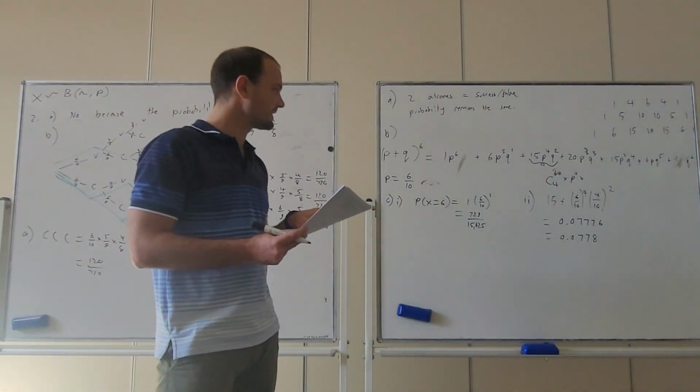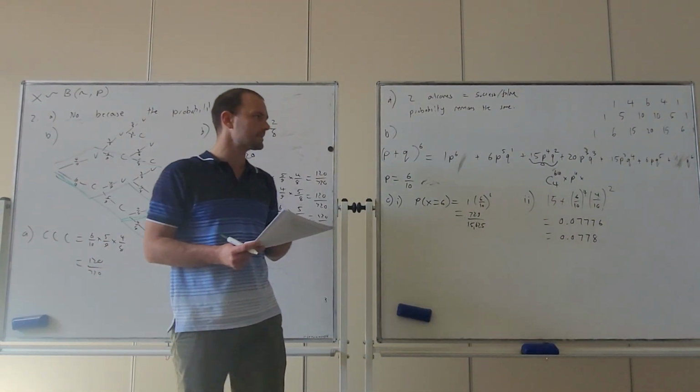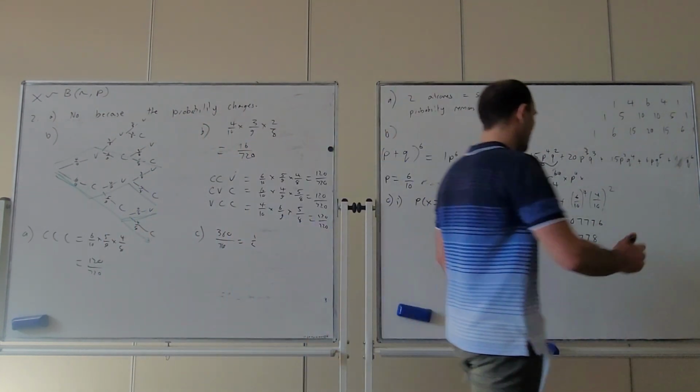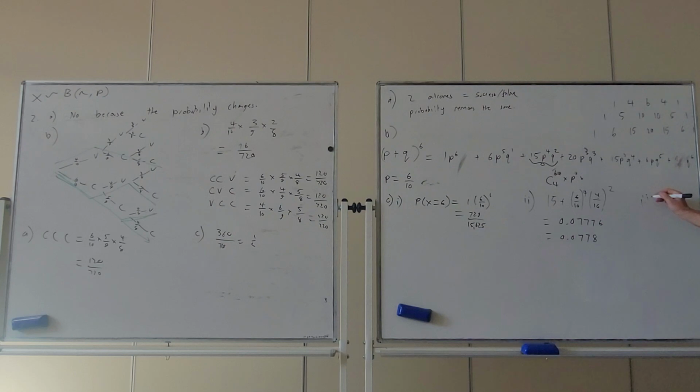And then last one, exactly 2 veggie bars. 2 veggie bars means 2 failures, and 2 failures means 4 successes. And so the answer to part C is the same as this one, 0.0778, because that's the event that corresponds with 4 chocolate bars, 2 veggie bars.